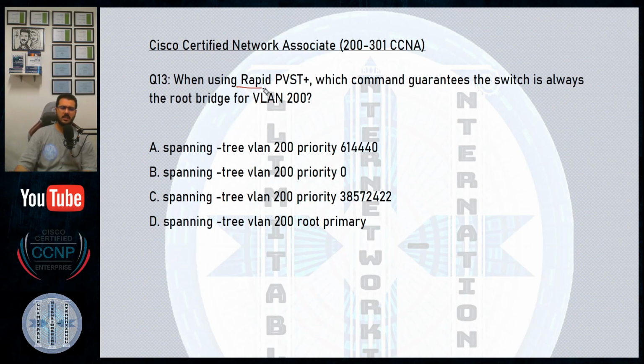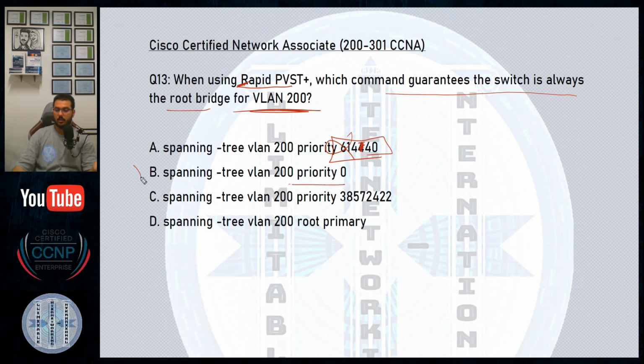When using Rapid PVST plus, which creates a tree per VLAN, which command guarantees that a switch will definitely be the root bridge for VLAN 200 by giving the lowest priority? An enormous priority like 614,000 and such, there is no such number in Cisco because you will have to take a 4 out of here. This is a high number that will make sure that your switch will never become the root bridge, because it's the highest number when you choose a priority.